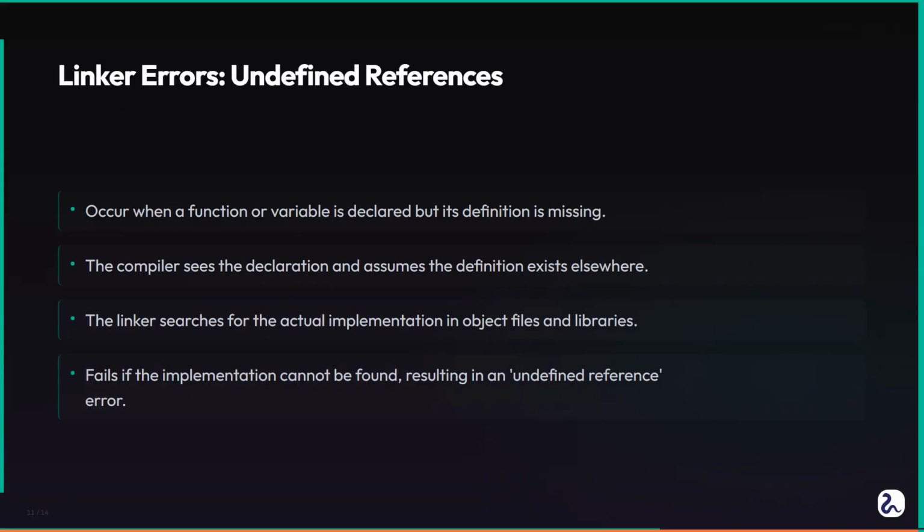Now, a linker error. These are trickier because the compiler might have successfully translated your code into an object file, but the linker cannot find all the pieces needed to build the final executable. Imagine you have a recipe that calls for secret sauce, but the secret sauce is defined in a completely different cookbook that you forgot to bring to the kitchen. The compiler knows you need secret sauce, but the linker cannot find its actual instructions.